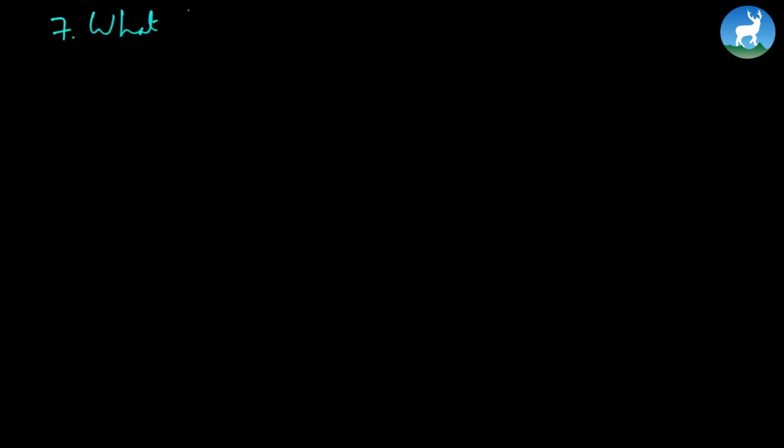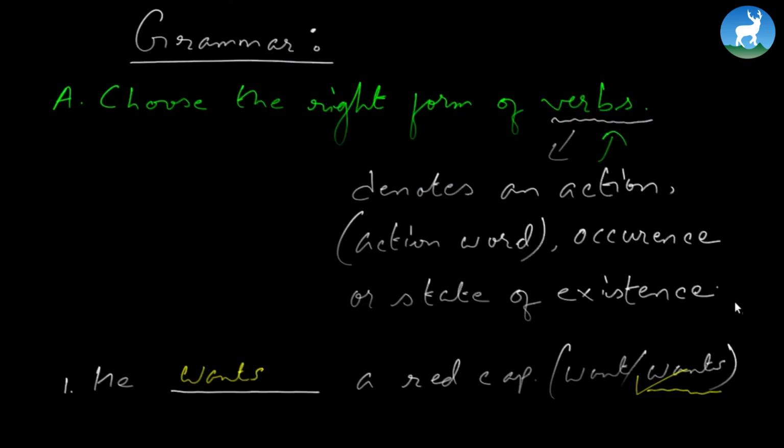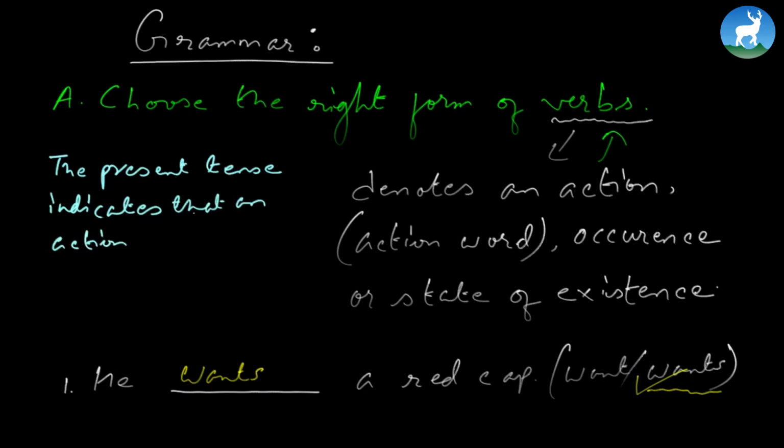Number seven, what does he do to write? In want and wants. Does he to song? He wants a red cap. Now, the options we have been given here are all simple present. The present tense indicates that the action is present now. And on top of that, don't forget here it follows simple present tense.